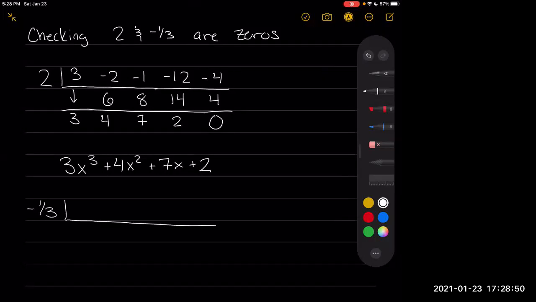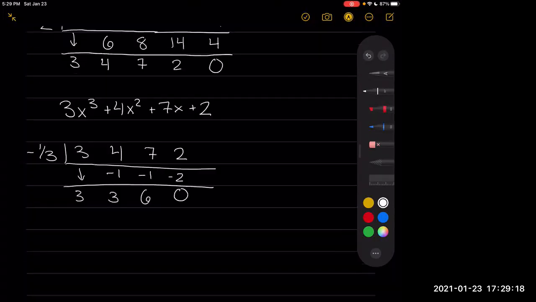Using synthetic division again, we will use 3, 4, 7, 2. We'll bring the 3 down. All right, so multiplying, we get a -1. Adding, we'll get a 3. Multiplying again, a -1. Adding, we will get a 6. And multiplying, we will get a -2. Adding, we will get a 0. This also checks out. And so here we will get a 3x squared plus 3x plus 6, which equals 3x squared plus x plus 2.